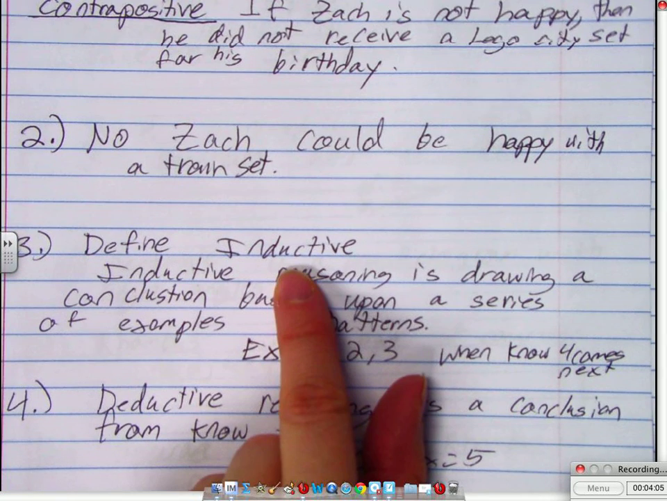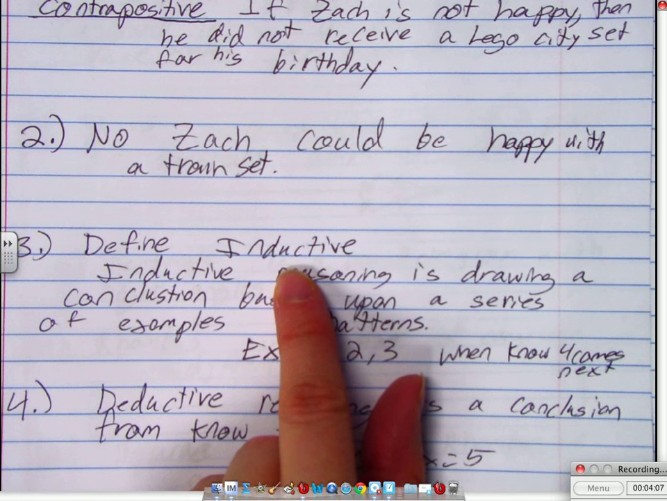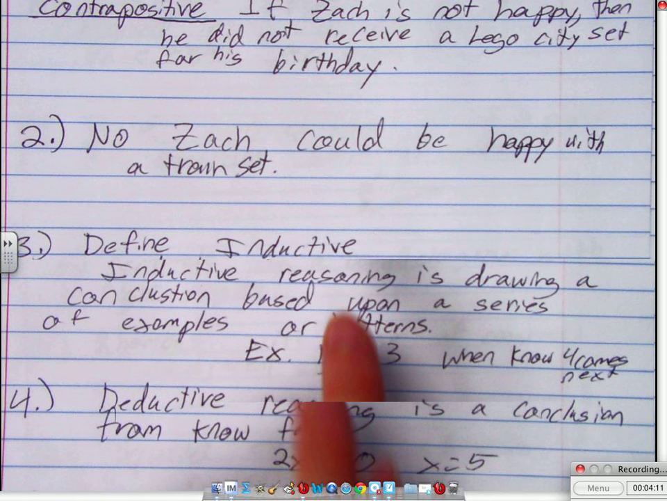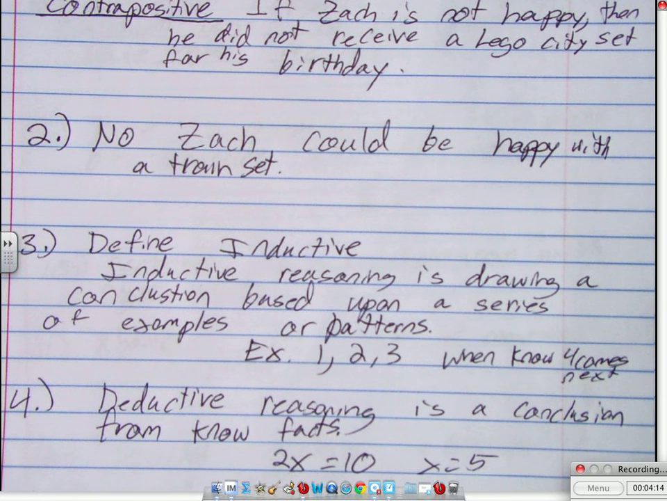Definition of inductive. Inductive reasoning is drawing a conclusion based upon a series of examples or patterns. Example: 1, 2, 3. The next one would be 4. Deductive reasoning is a conclusion based on facts. An example might be 2x equals 10, where x equals 5.